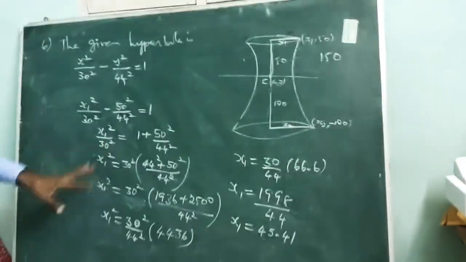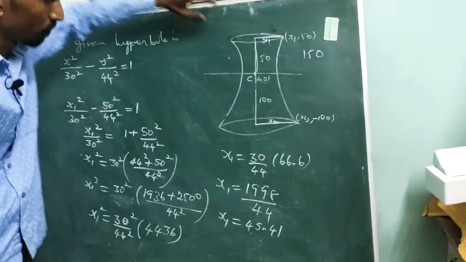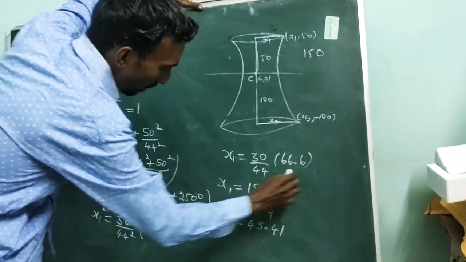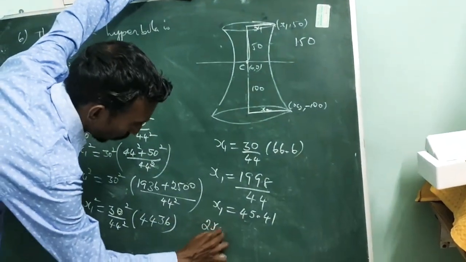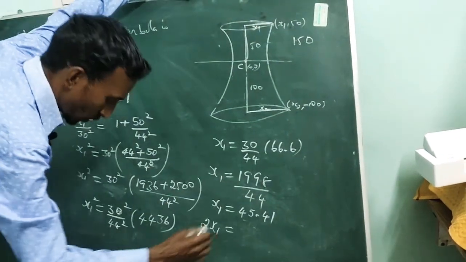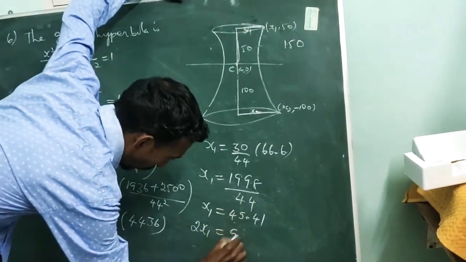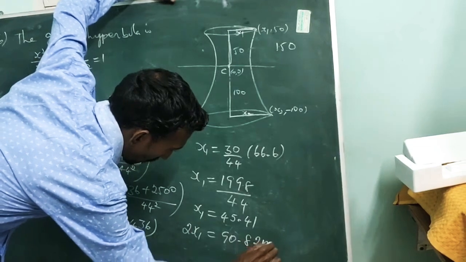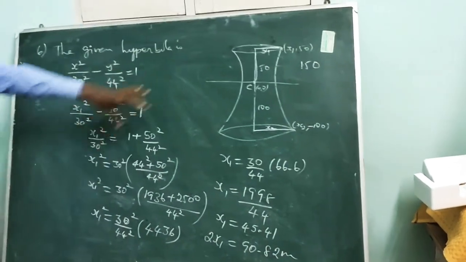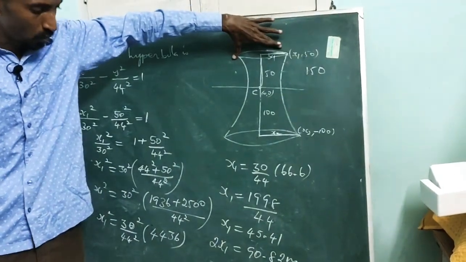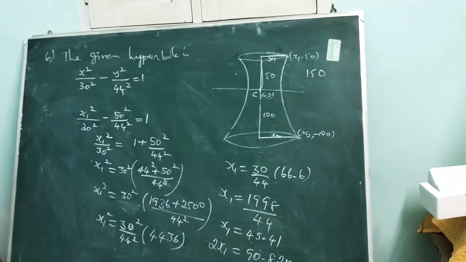So x1 value is 45.41, but we need the diameter at the top. So diameter at the top is nothing but 2x1. So multiply by 2, it is 90.82 meters. That is the diameter at the top. One portion is over. Okay.